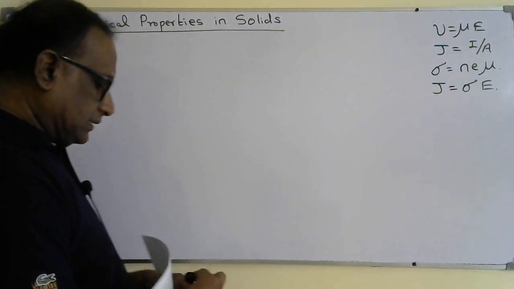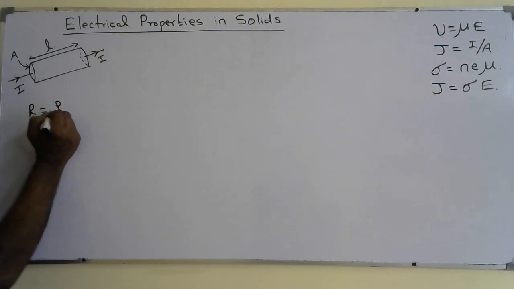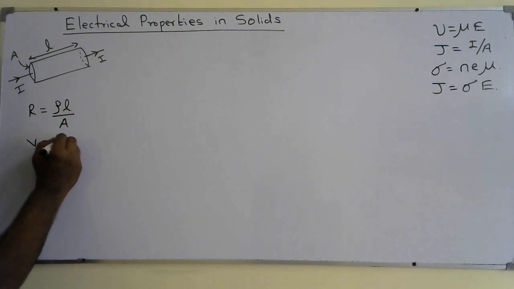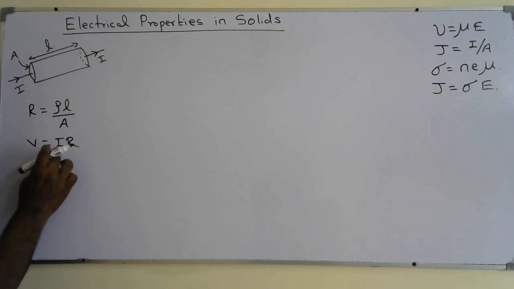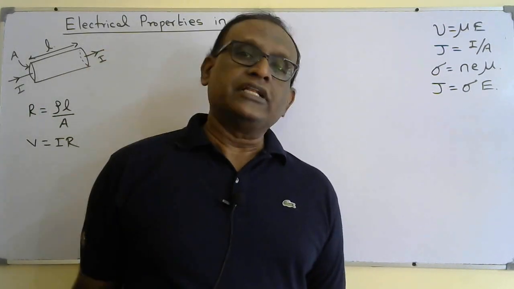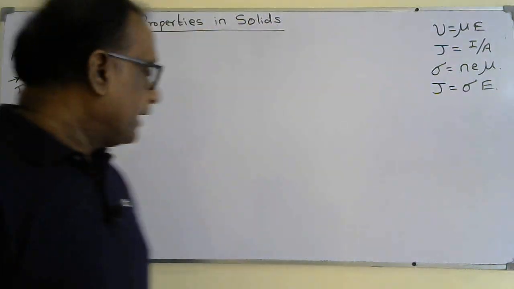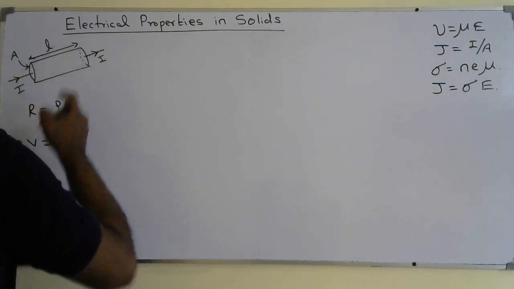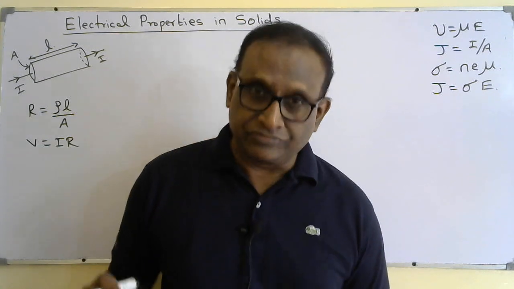Okay, we know that R equals rho L over A and V equals IR. We know that the voltage applied across 2 points is equal to the current flowing through it times R, the resistance of the material between those 2 points, where the voltage across the 2 points is V. Also, when we apply an external voltage across the material, there will be an electric field strength.